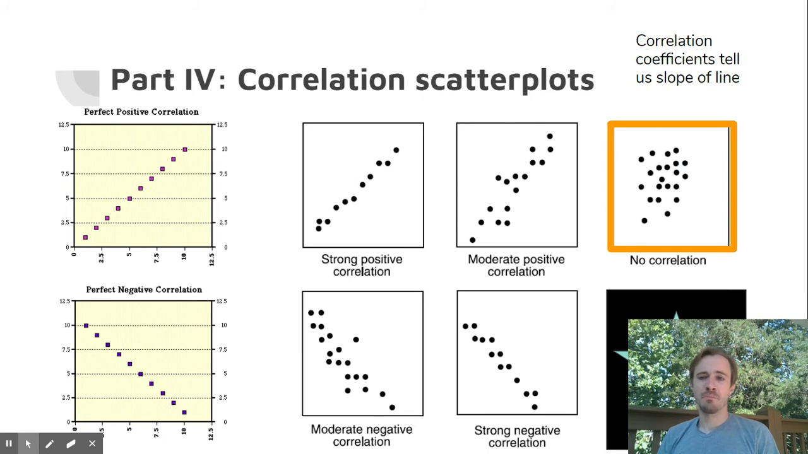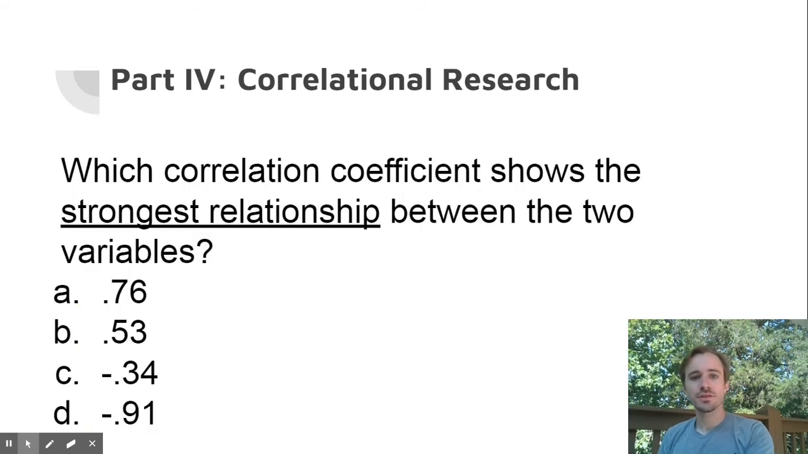We can't really say that there's a hint of a positive correlation, but it's just all over the place. It's just spread out, meaning that there's no correlation. We cannot say that we have anything strong there.